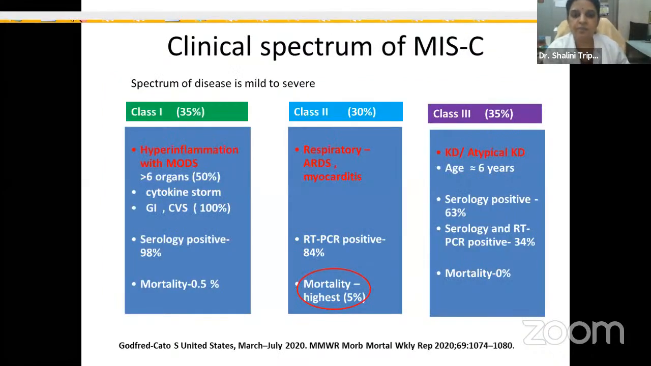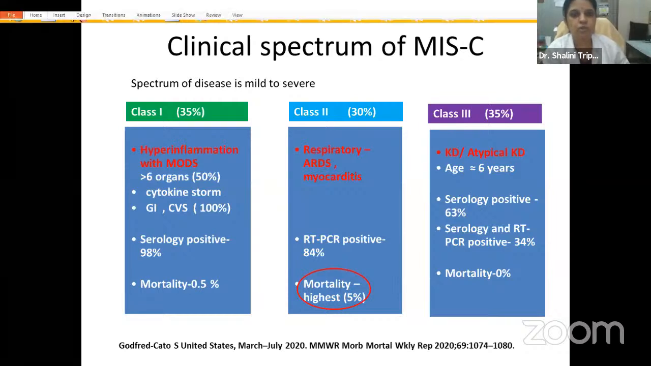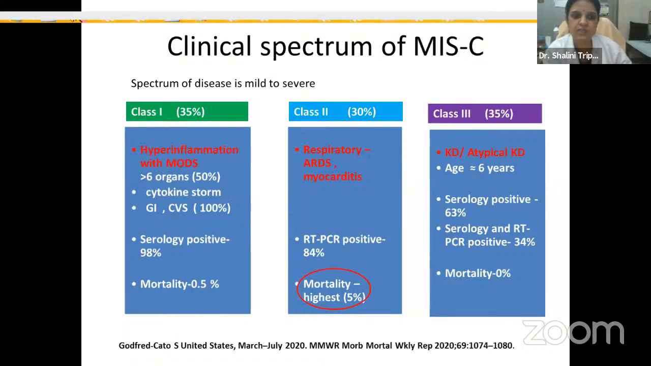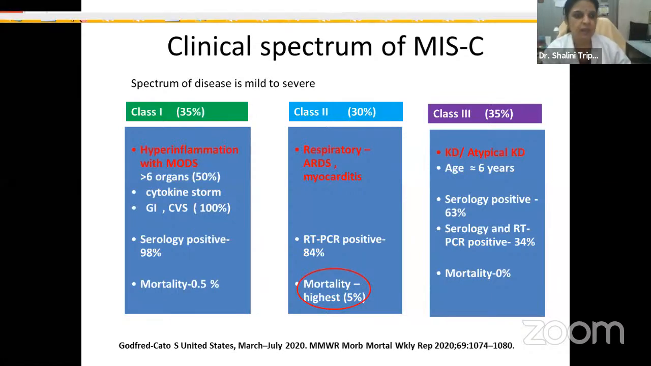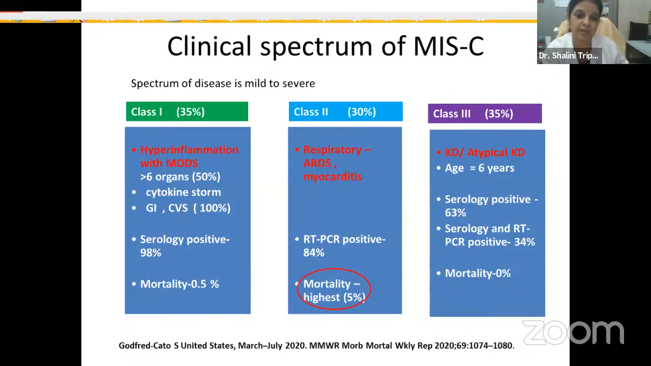There are reports of MIS-C patients in the United States, where they have divided these patients into 3 classes. Class 1 comprises around 35% of the patients, and they have hyperinflammation, meaning increased inflammatory markers with more than 6 organ systems involved, and the most common organ systems involved will be GI and cardiovascular. These patients had COVID antibodies positive, and they had mortality of around 0.5%.